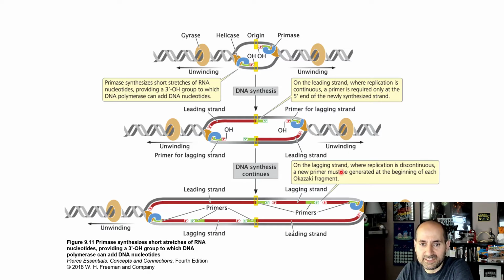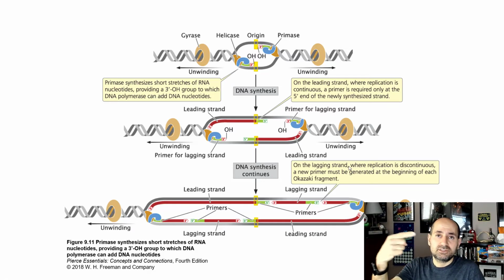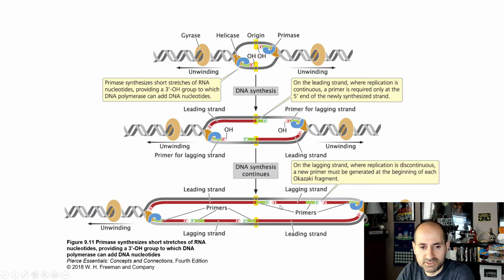On the lagging strand, however, every time you unwind some more DNA, you need to put down a new primer with new polymerase or primase, and then DNA polymerase will pick up from there. So on the lagging strand, you're going to end up with short primers followed by DNA, another short primer followed by DNA. So what you end up with in your Okazaki fragments is a bunch of primers followed by DNA.